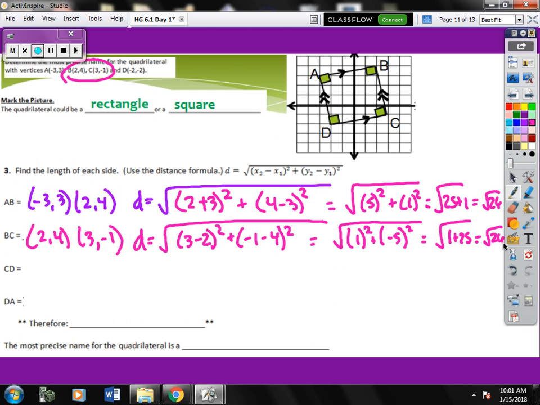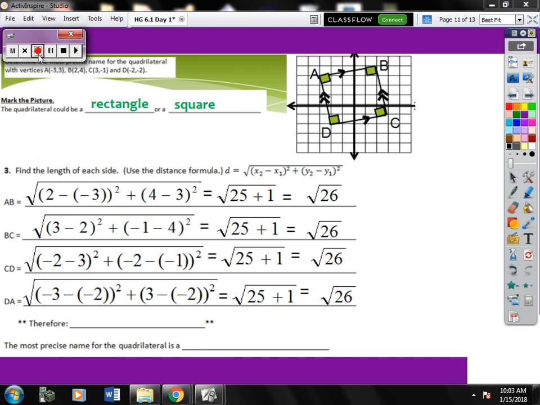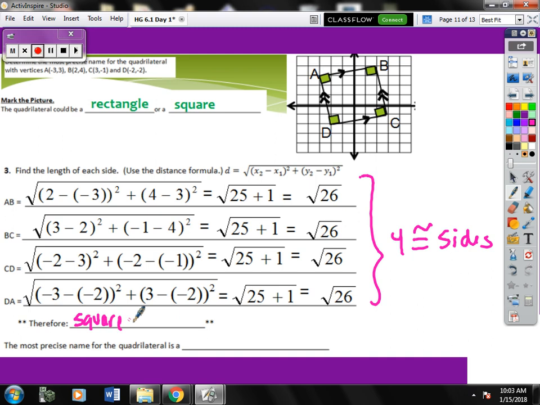Obviously, again, use your judgment to know that it looks like a square, so you should get all numbers being the same. If you get one of them to be different, you probably made an algebra mistake somewhere, so go back and check. Go ahead and find the distance for CD and DA and verify that it is either a square or a rectangle. But this is proving that we have 4 congruent sides. 4 congruent sides would indicate that it's a square, obviously, or a rhombus. A rhombus has 4 congruent sides also. But combining what we found in the previous part, 4 right angles and 4 congruent sides, this is definitely a square.